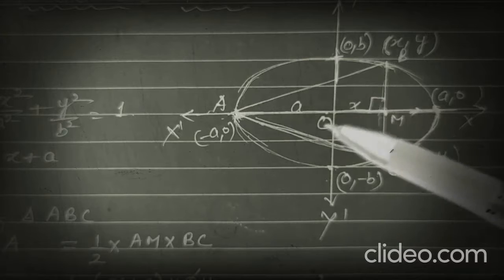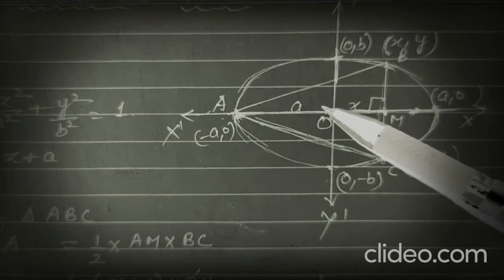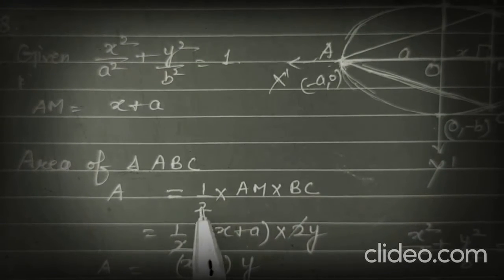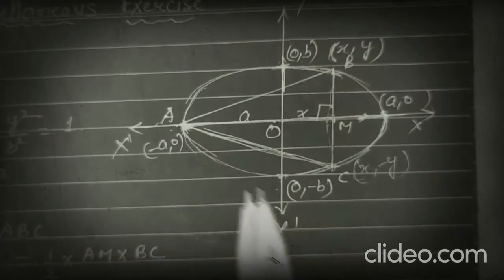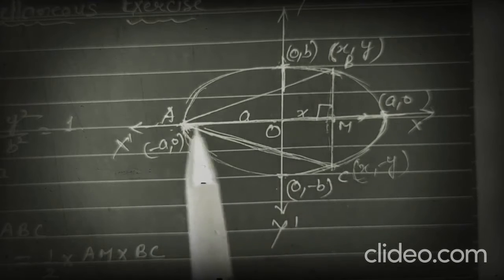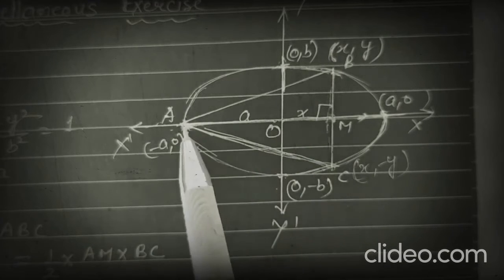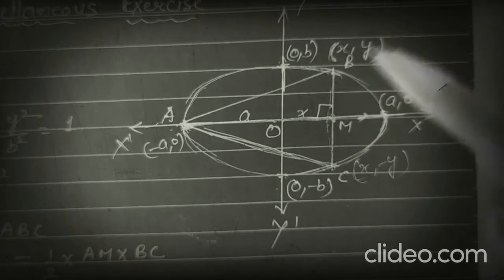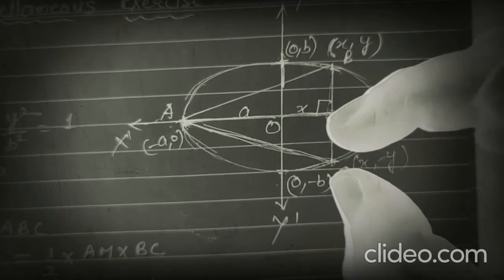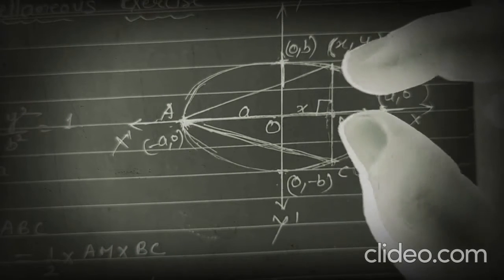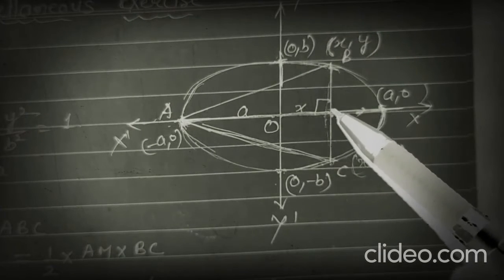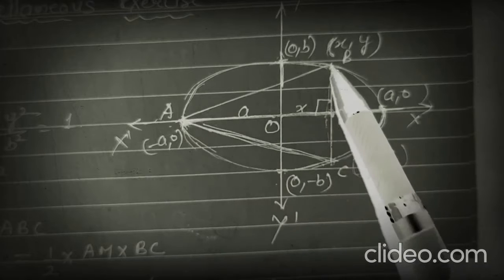And in this question we have to find the maximum area of this isosceles triangle. So firstly we will make a function: area is equal to half into AM into BC. What is AM? This distance is a and this is x. So this distance will be a plus x, or x plus a. And this is the base. Here this distance is y and this is also y. So it is 2y. Why is this y? Because here this is perpendicular on this.